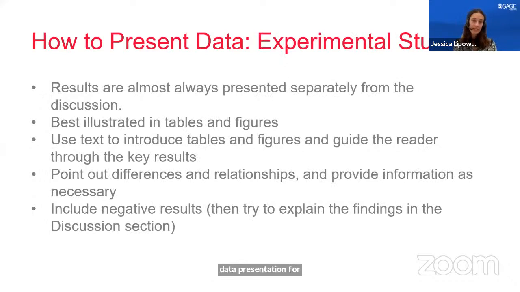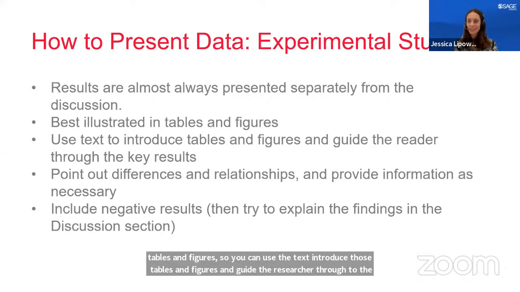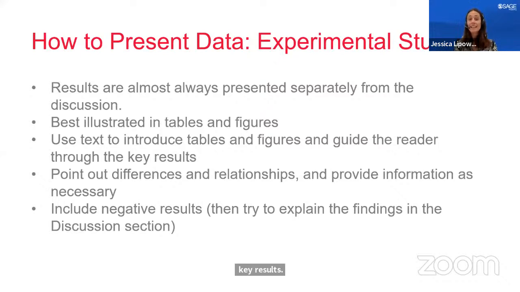For experimental studies, results are almost always presented separately from the discussion, and this is best illustrated in tables and figures. So you can use the text to introduce those tables and figures and guide the reader through to the key results. Again, you'll want to point out those differences and relationships, providing additional information as necessary. And you might be including any negative results or null findings, and then you can explain those findings within the discussion section.